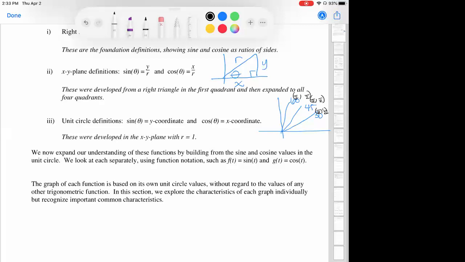And then we have 1, 2, 3, 1, 2, 3. And they have square roots. Right, did I do that correctly? Hopefully I did. All right, and we know that sine is the y, and cosine is the x. So if I'm asking for cosine of 45, it'll be square root of 2 over 2. If I want sine of 30, it would be the y, which is a half.